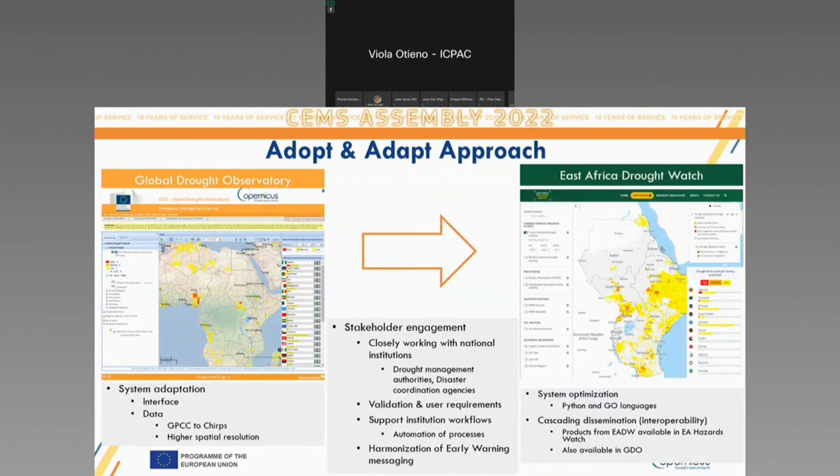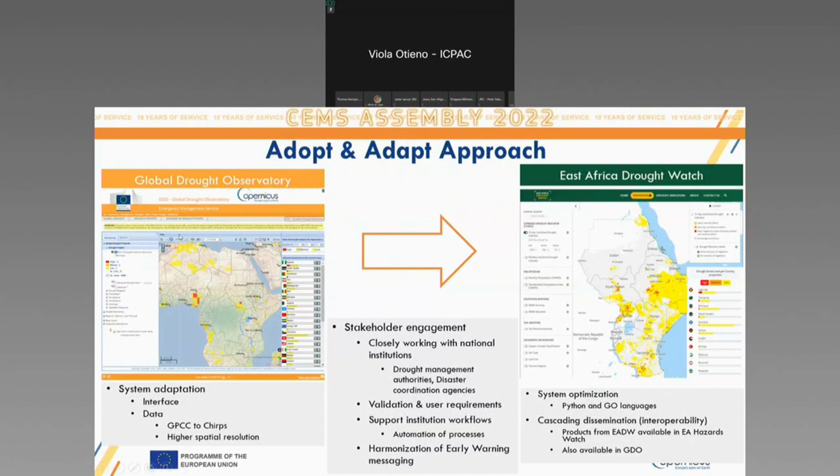So e-Geos was founded as a drought institution, but until now, we did not have a system for monitoring and providing early warning information for drought. So we would use the indicators separately, but now we have an automated system that allows for that. It is based off the Global Drought Observatory.